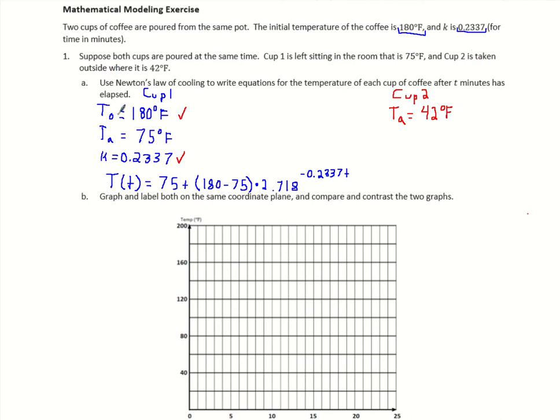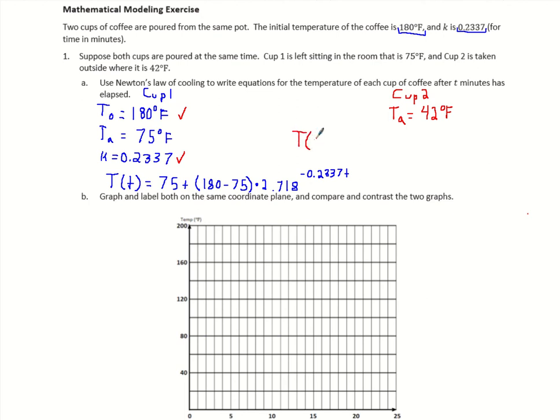One person wanted to sit inside while they were drinking their coffee, and the other person wanted to go outside and enjoy the semi-decent weather. Not the best, but if you've got a hot cup of coffee, it'll be fine. So our equation is going to mostly look the same, except all of our 75s are going to be replaced with 42s.